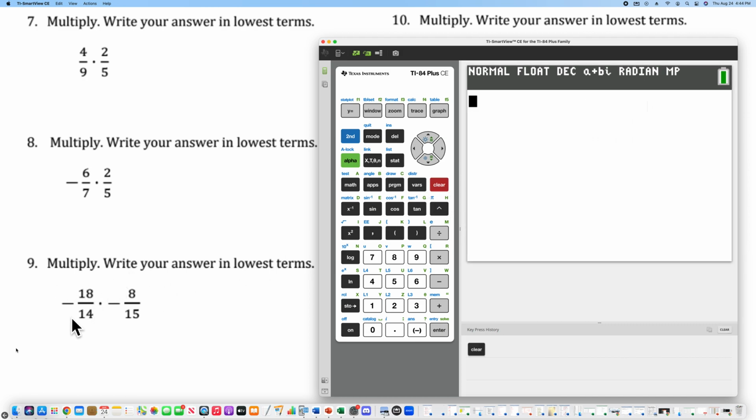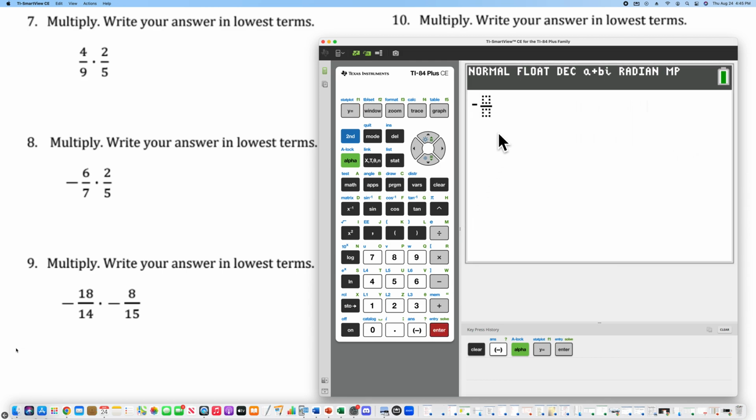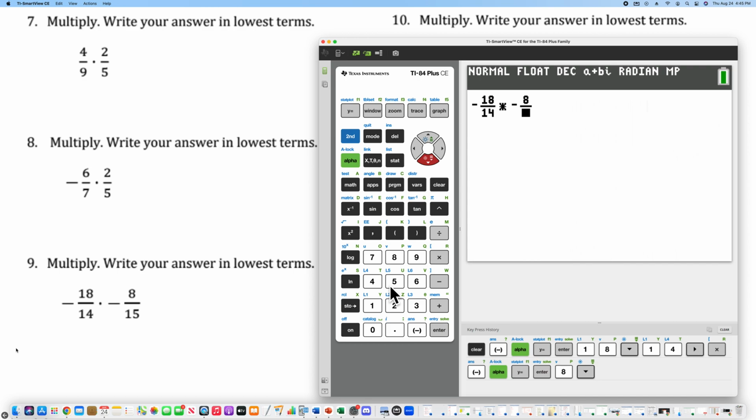Now, to acquire a fraction, all right, we're going to type in the negative first. Now, for the fraction, it's the alpha button, then the y equals button. Then a little window pops up, and here's our icon, numerator over denominator. Just hit enter. So then we just type in the values. Get out of the denominator, then put in your times symbol. Then a negative. Put in another fraction symbol, alpha y equals. Enter. 8 over 15.